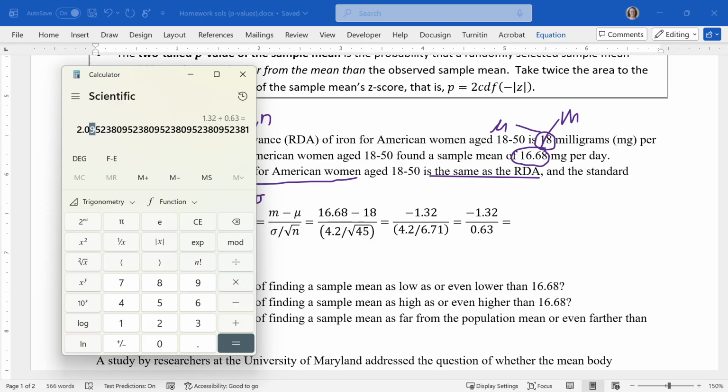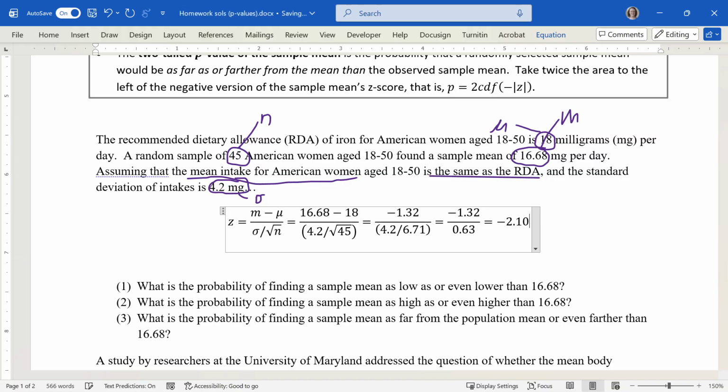If I round this to 2 decimal places, I have to round up the 5, so that's going to go from 09 to 10. So 2.10, and that should be negative.